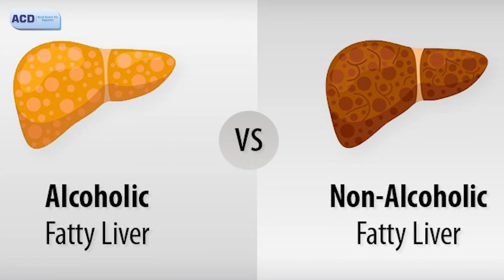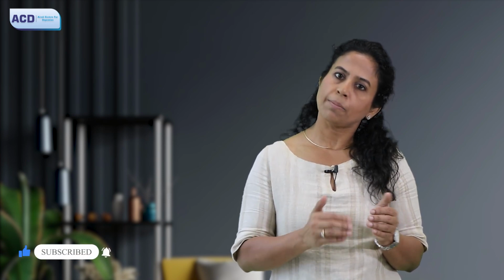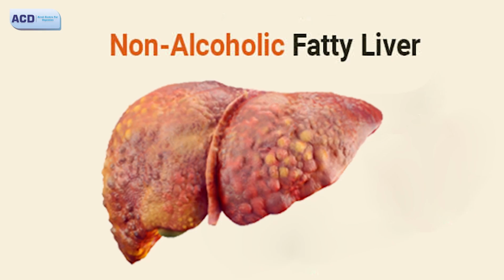Fatty liver can happen in two ways, through alcohol or through non-alcohol causes, because all the alcohol and carbohydrate is ultimately converted into fat by the liver, and it gives rise to fatty liver. Today I'm not going to discuss alcoholic fatty liver. Today I'm going to discuss non-alcoholic fatty liver, meaning patients who have no history of alcohol, yet still have fatty liver. So how does this happen?